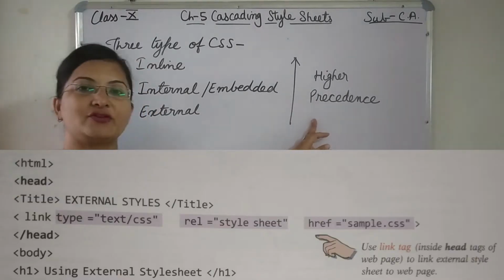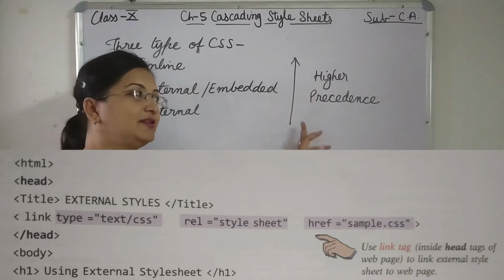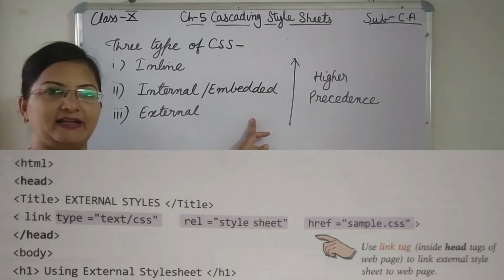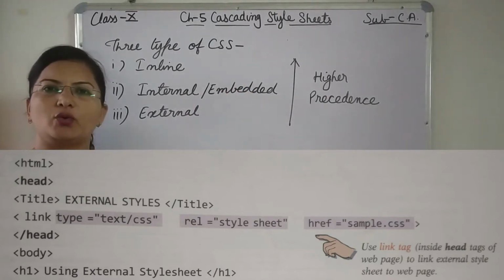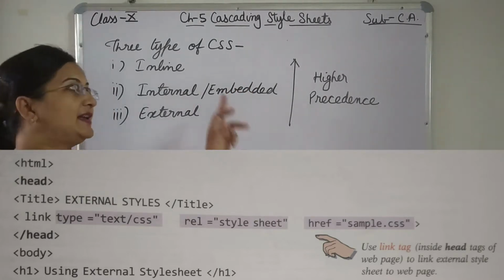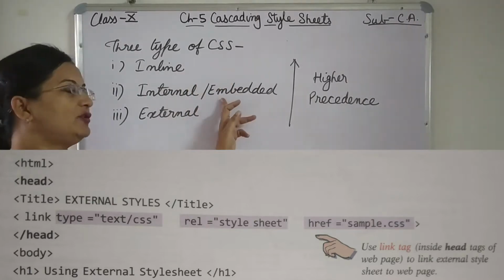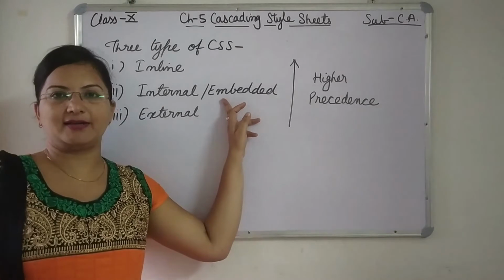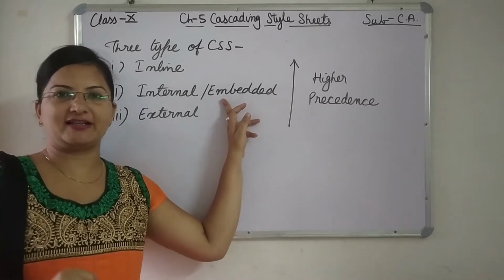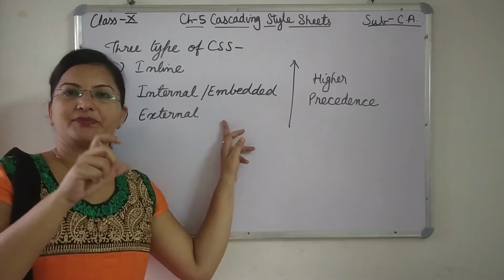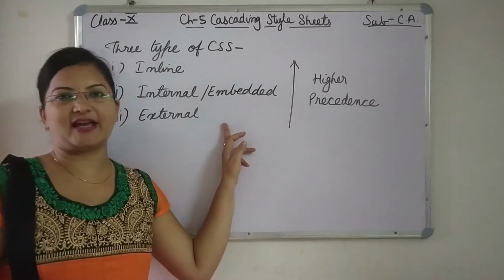So now we should know about the precedence. Which CSS will be given more priority? Like you have inserted all 3 types of CSS. Like you have added inline CSS in the paragraph also. Then you have also inserted internal CSS of the paragraph in head section. And you have also inserted a paragraph CSS in external style sheet.